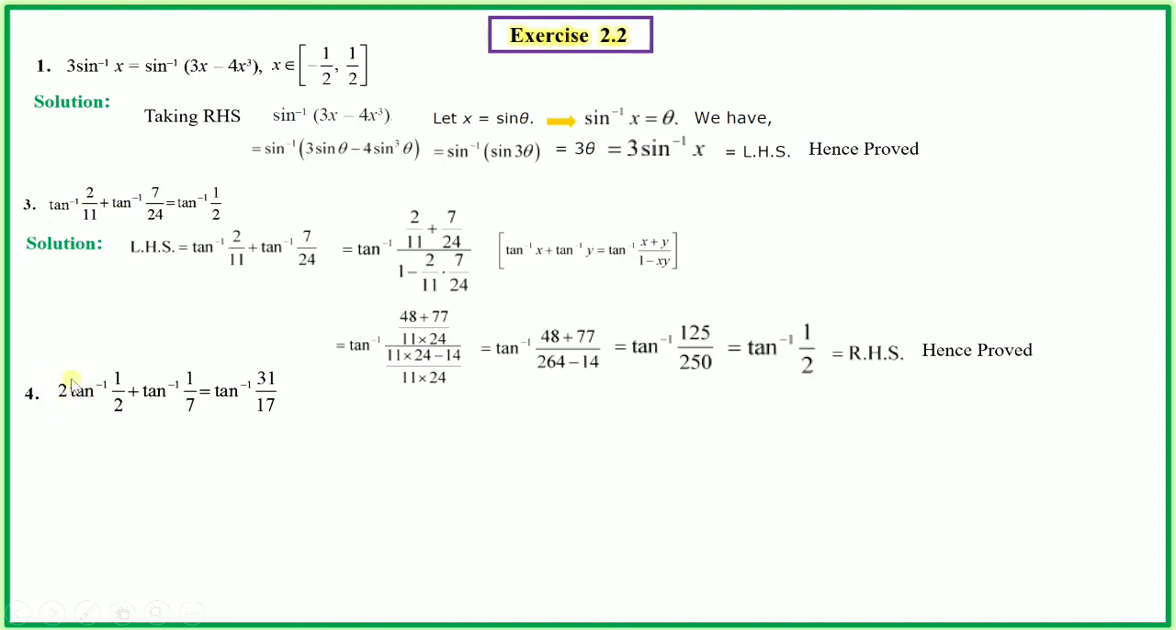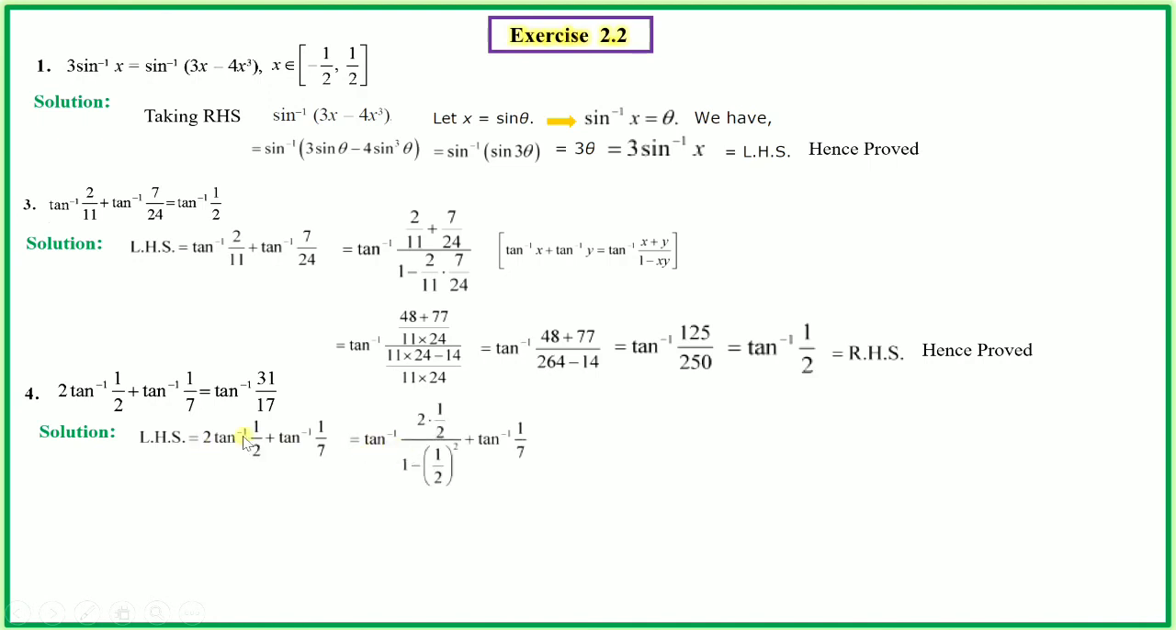Now in the previous page you have studied the last formula also, 2 tan inverse x. First of all we will use that formula and expand it, and then in the next step we'll use tan inverse x plus tan inverse y, like in question number 3, and then we will reach the right hand side. So let us proceed towards the solution. Taking the left hand side: 2 tan inverse 1 by 2 plus tan inverse 1 by 7.